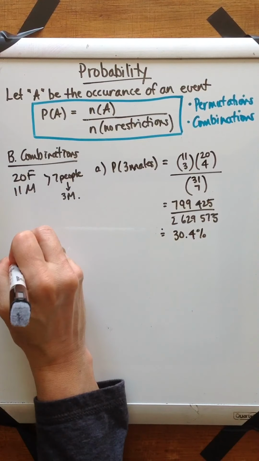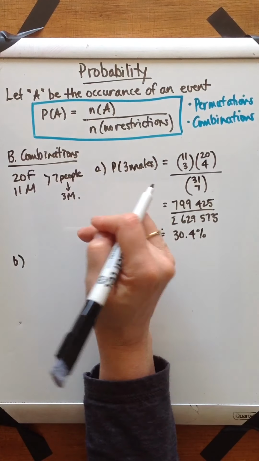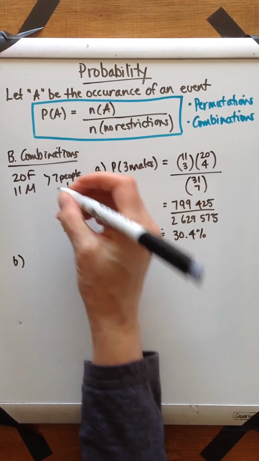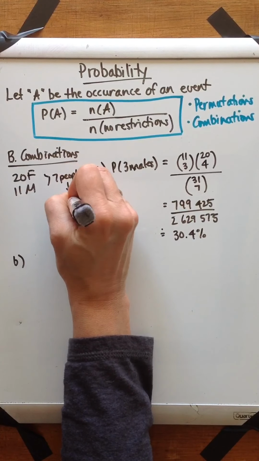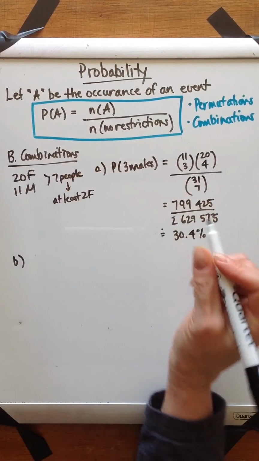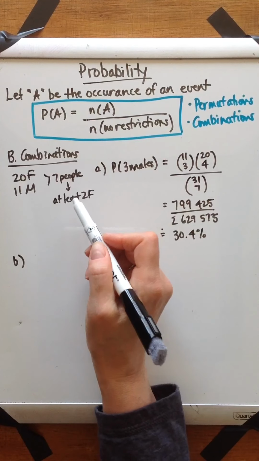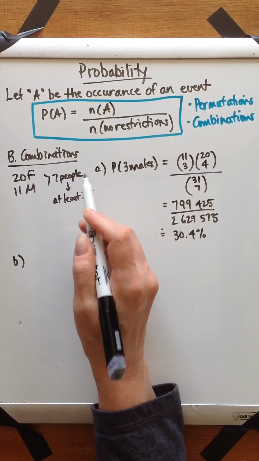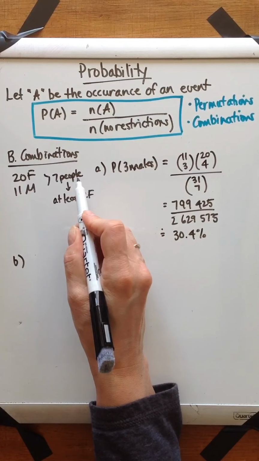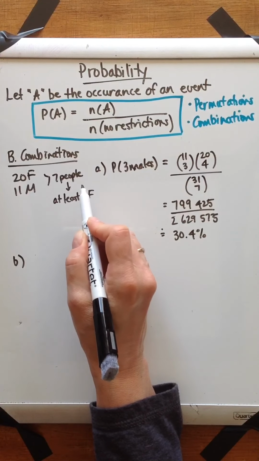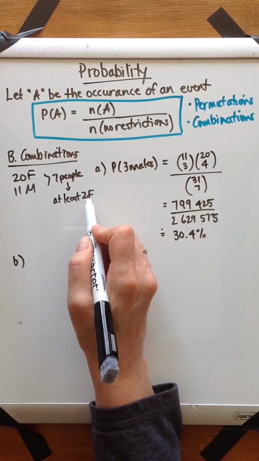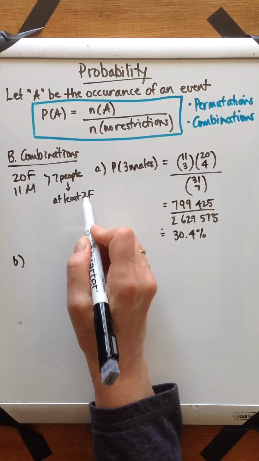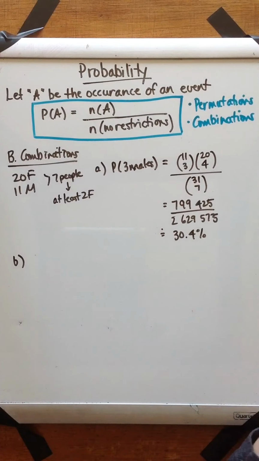In part B, let's go back to this scenario where we're choosing 7 people, but this time there has to be at least 2 females. So we have this scenario where out of those 7, we have 2 females, 5 males, 3 females, 4 males, 4 females, 3 males, 5 females, 2 males, 6 females, 1 male, or all 7 females. Now that's a lot of scenarios.